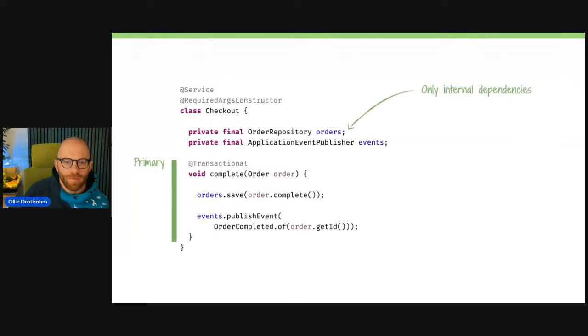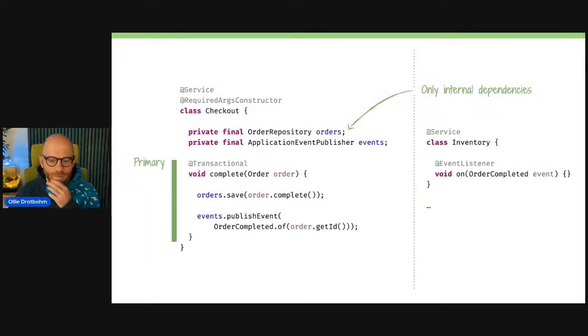So we still have our internal dependencies. We have one framework dependency here, the application event publisher. That's a Spring type that allows us, as you see down here, to publish an event. And the inventory and all the other secondary components would basically wait for or declare that event listener annotation, a Spring annotation, in turn on order completed event, and that would trigger the secondary functionality, right? So this would implicitly invoke that.